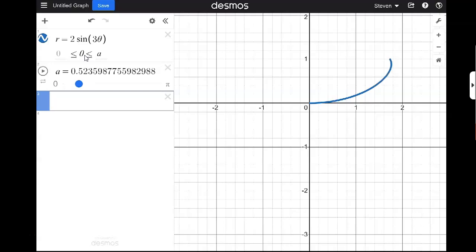We reach our high point at 30 degrees, or pi over 6. You can keep going. There we are, 45, pi over 3. Keep going, 75. Actually, here we are at 90, which is pi over 2.